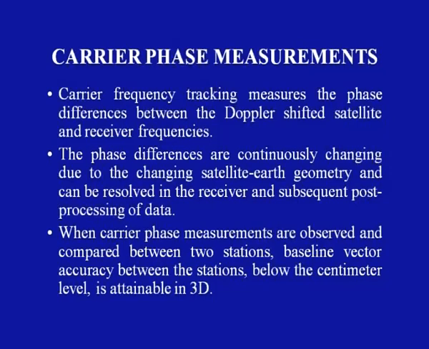When carrier phase measurements are observed and compared between two stations, baseline vector accuracy between the stations below the centimeter level is attainable in 3 dimensions, that is x, y and z.